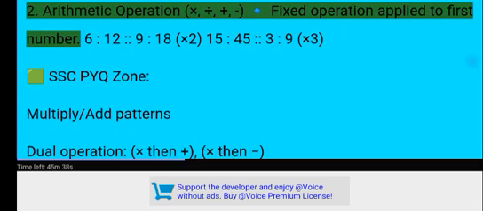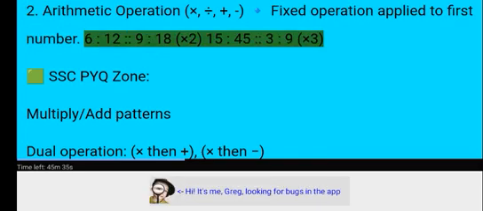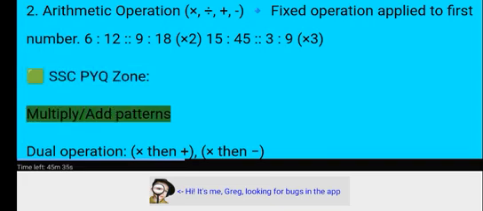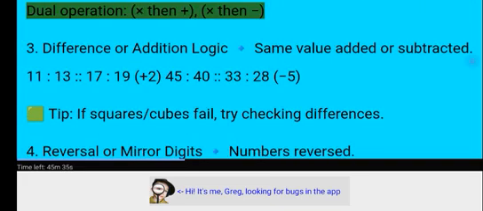2. Arithmetic operation: times, divided by, plus. A fixed operation is applied to the first number. 6, 12, 9, 18 times 2. 15, 45, 3, 9 times 3. Green square SSC PYQ zone. Multiply-add patterns. Dual operation: times then plus, times then minus.